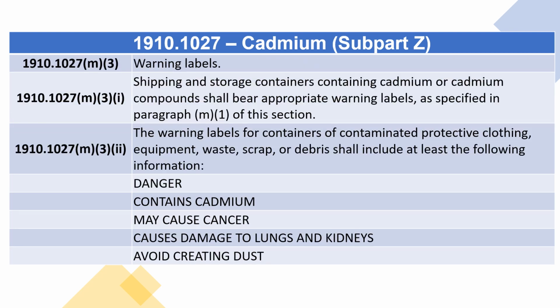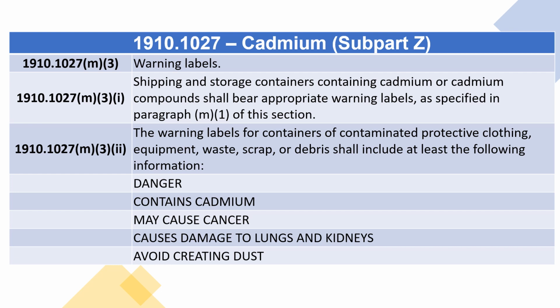1910.1027 M3. Warning labels. 1910.1027 M3 I. Shipping and storage containers containing cadmium or cadmium compounds shall bear appropriate warning labels, as specified in paragraph M1 of this section.